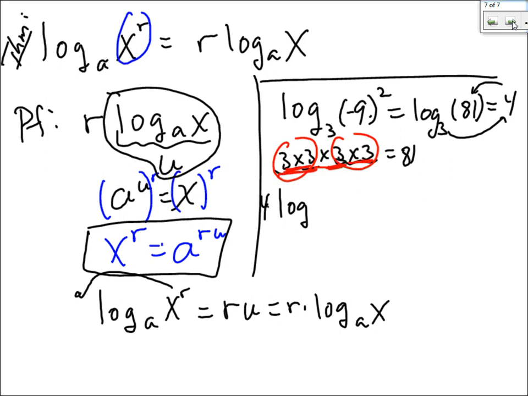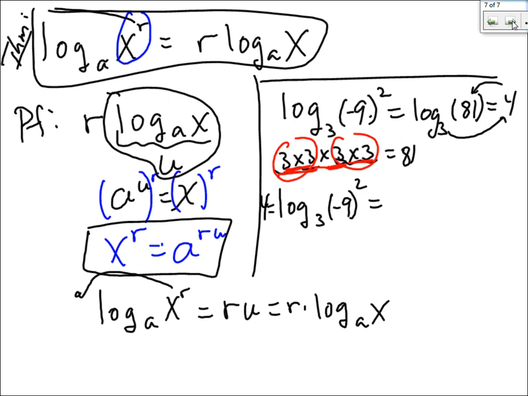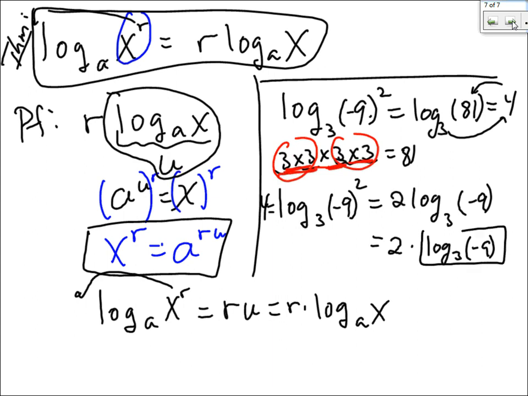So 4 is equal to log base 3 of negative 9 squared. And according to this rule up here, you can bring the power down in front. This becomes 2 times log base 3 of negative 9. And the real response is, no it doesn't, because although I understand quite well what 2 times something else is, I don't know what that something else is.